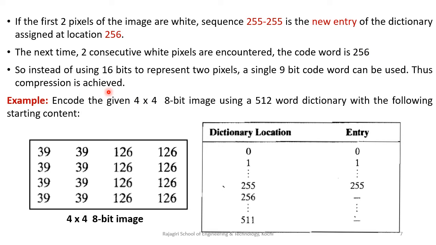Now we will look into an example and see how we can encode this given 4x4 8-bit image using a 512 word dictionary with the starting content as shown over here. That is, the first 256 locations of the dictionary are assigned intensity values 0, 1, 2, 3, etc. up to 255. From dictionary location 256 to 511, you have unused locations where you can add entries.